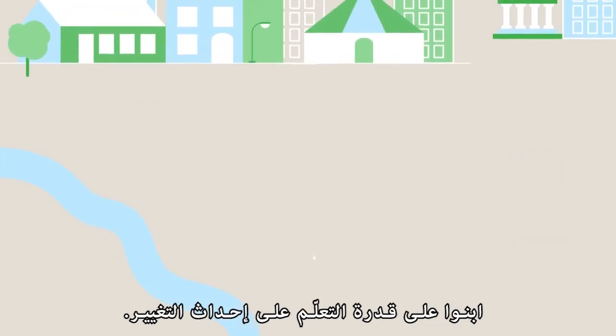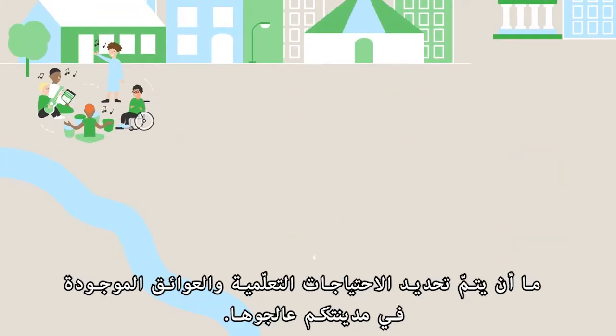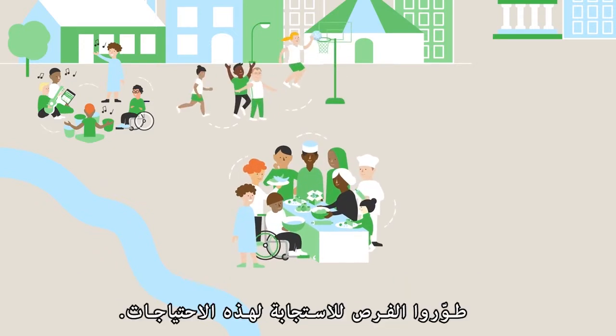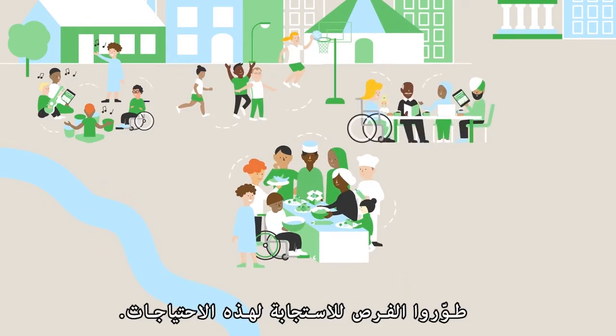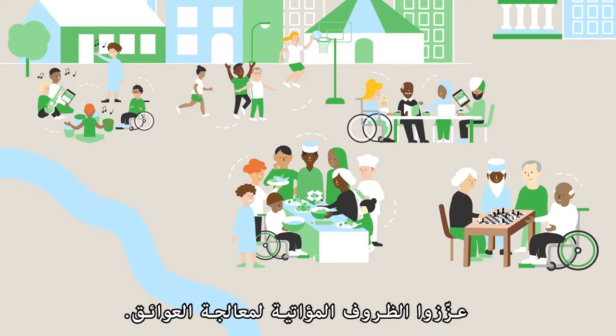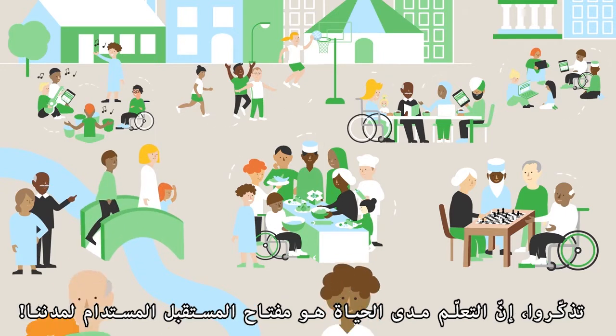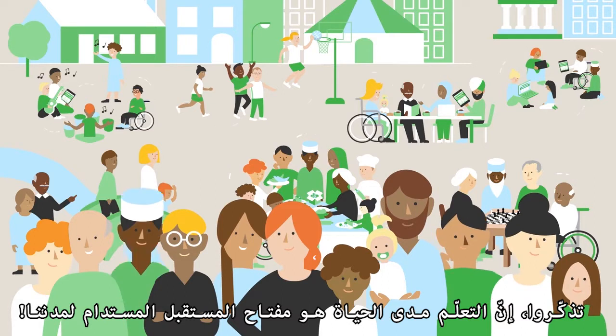Build on the transformative power of learning. Once the learning needs and barriers in your city have been identified, address them. Develop opportunities to respond to those needs. Enhance conditions to overcome the barriers, and ensure everyone in the community has access to learning. Remember, lifelong learning is the key to ensuring the sustainable future of our cities.